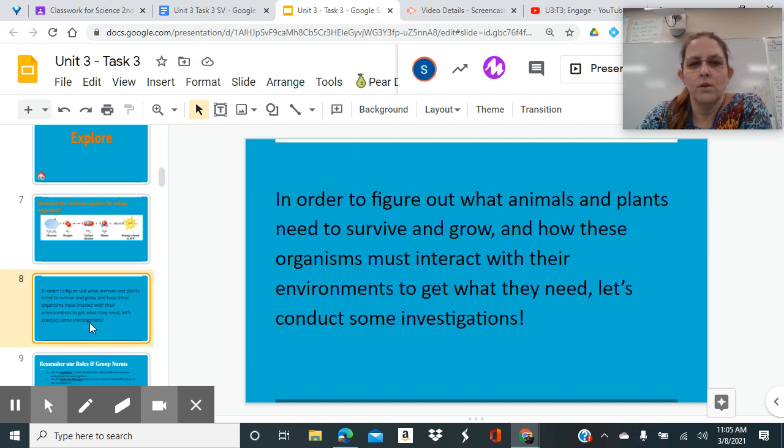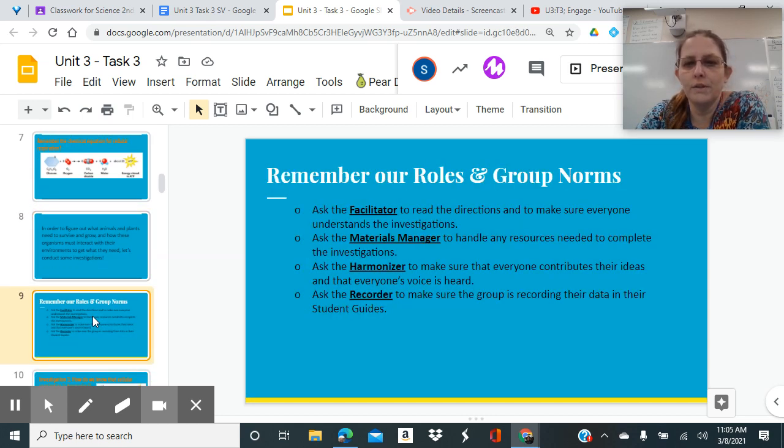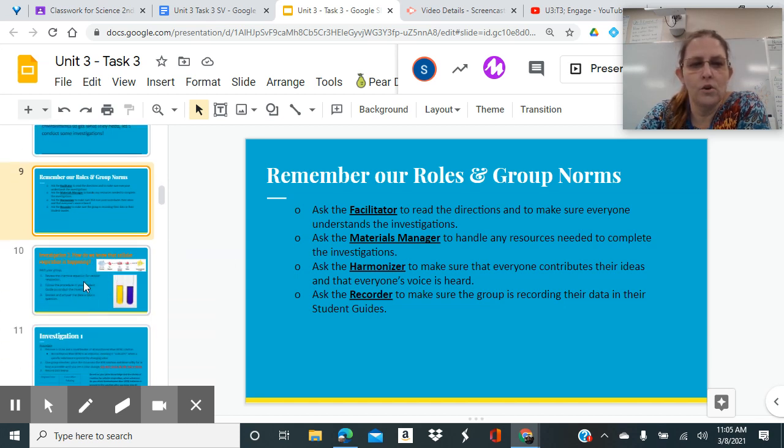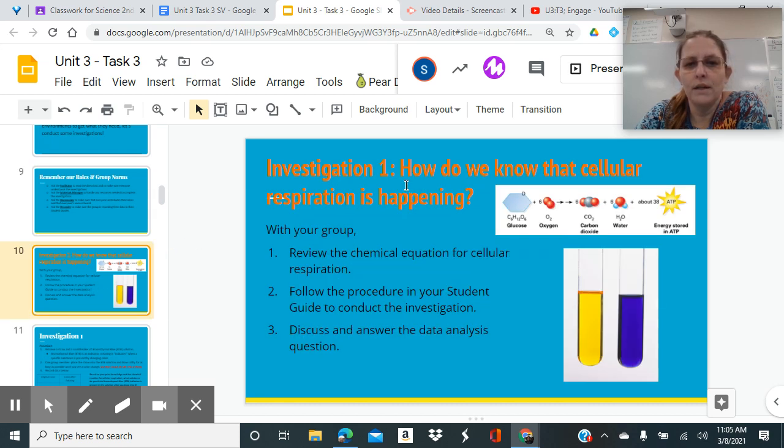Okay? So, in order to figure out what animals and plants need to survive and grow, which is in your engage, and how these organisms must interact with their environments to get what they need, we're going to conduct some investigations. We did some group work, so we had our group norms. And what we're going to do is some cellular respiration. How do we know that cellular respiration is actually happening? So we reviewed the chemical equation, and then we're going to follow some procedures. We're going to answer these questions in our guide.